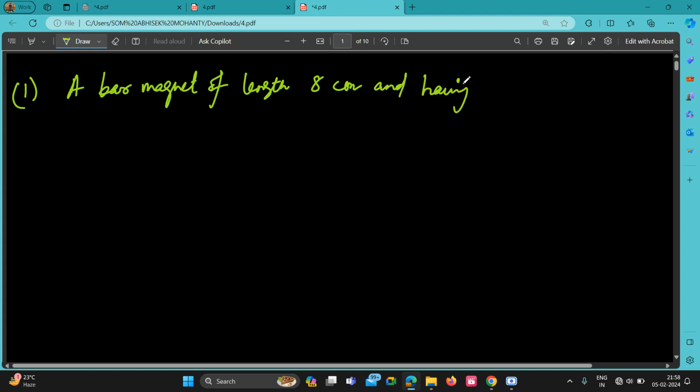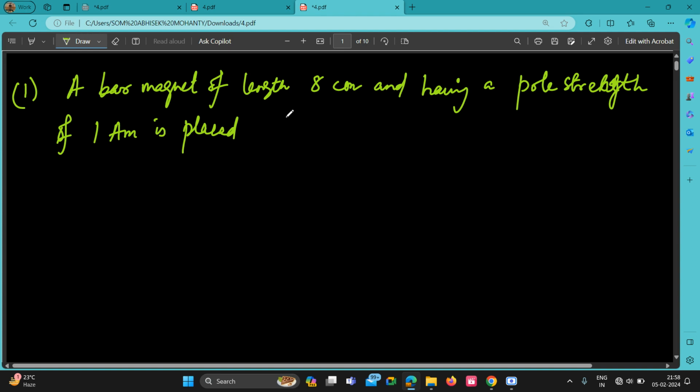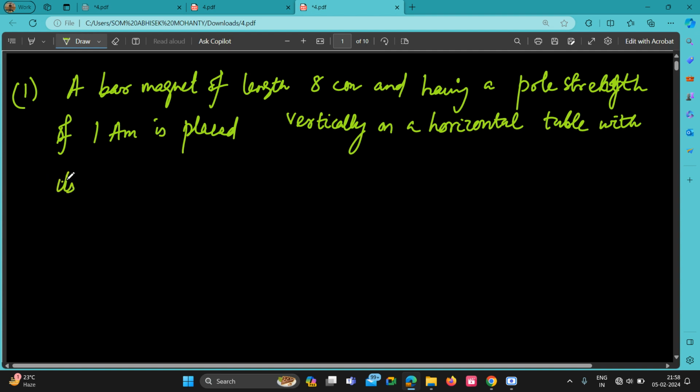Okay. First question. Write down: a bar magnet of length 8 centimeter and having a pole strength of 1 ampere meter is placed vertically on a horizontal table with its south pole on the table.